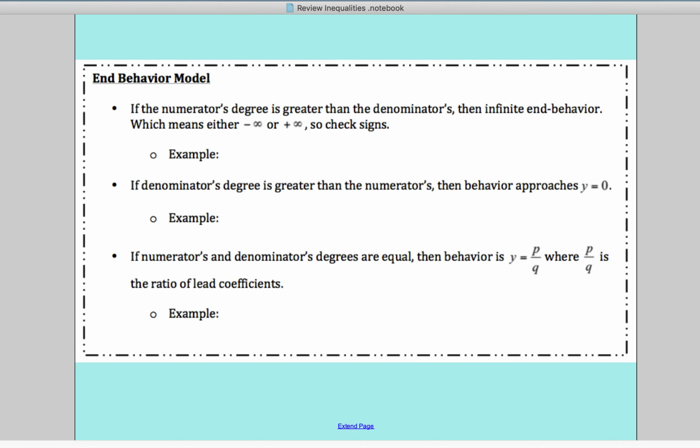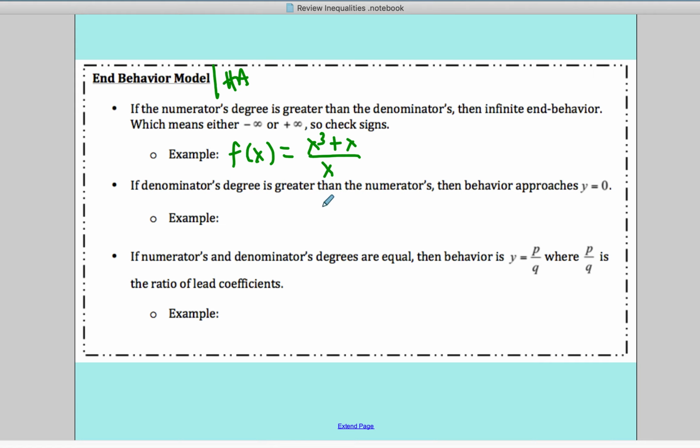When we are looking at horizontal asymptotes, or end behavior models, I'm just going to write HA. There are kind of 3 options that could happen. If the numerator's degree is greater than the denominator's, then infinite end behavior occurs. So it's either positive or negative infinity. Here's a little example. If I have my function f of x equals x to the third plus x, all over just x. Let's just do x.